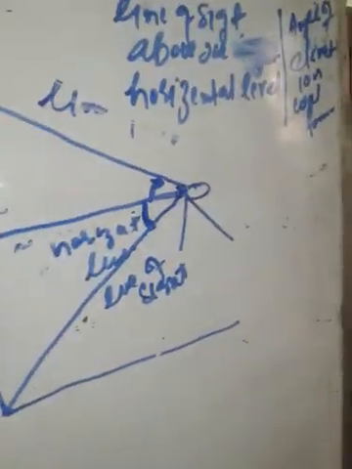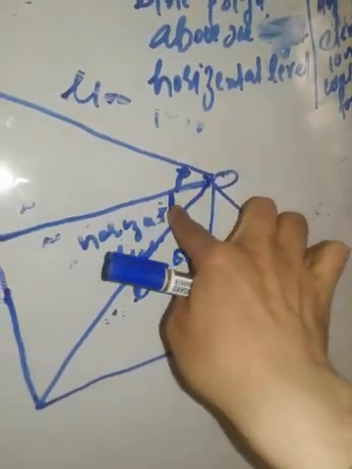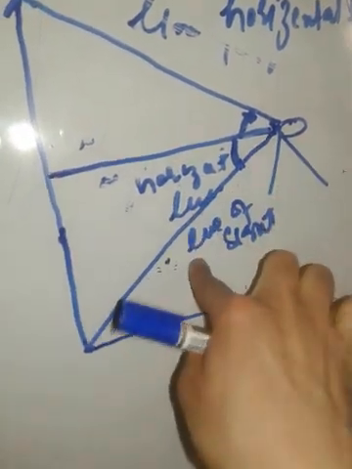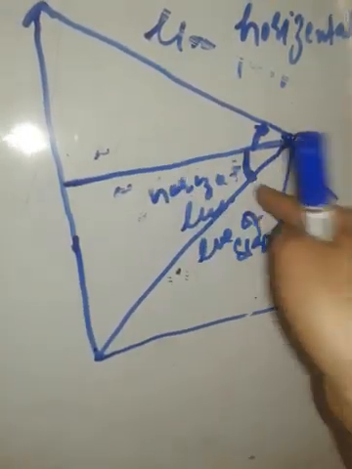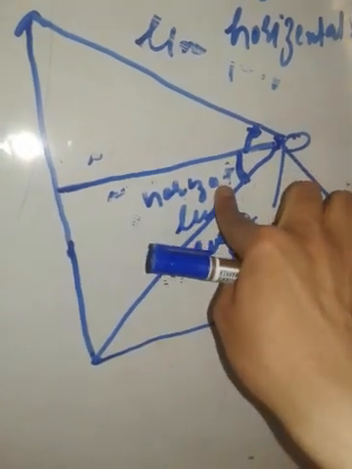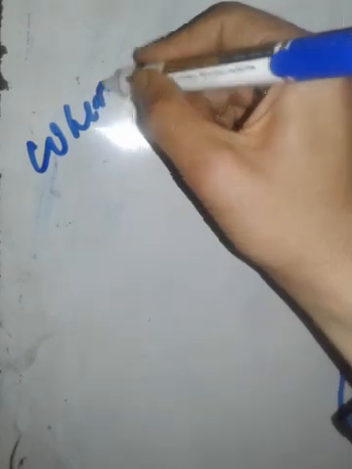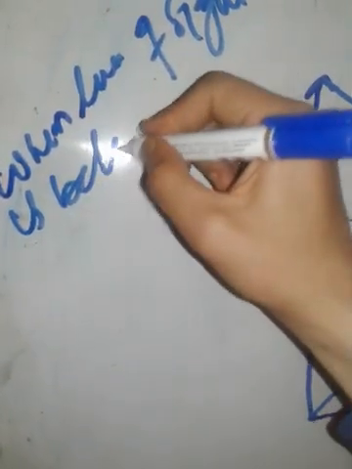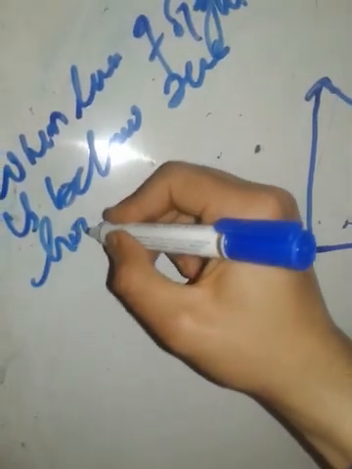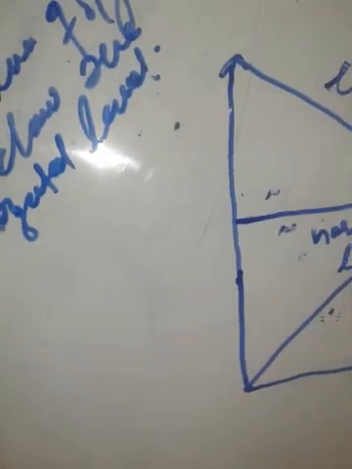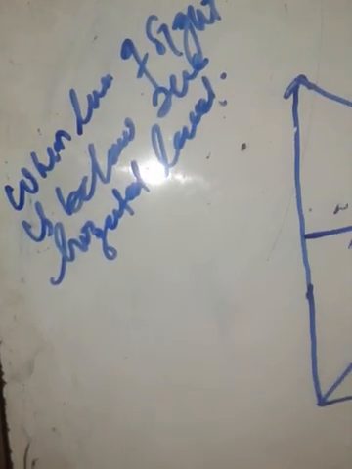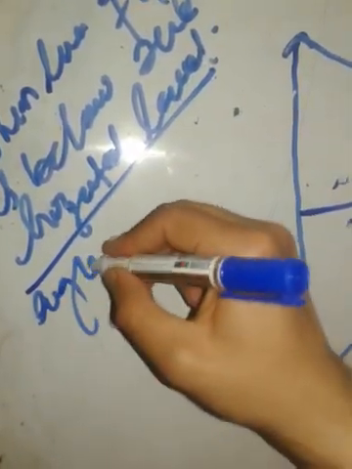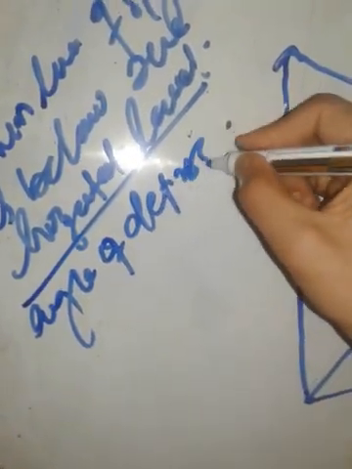And when the line of sight is below the horizontal level, the angle formed between the line of sight and horizontal level is known as what? Angle of depression. So we write: when the line of sight is below the horizontal level, which angle will be formed? Angle of depression will be formed.